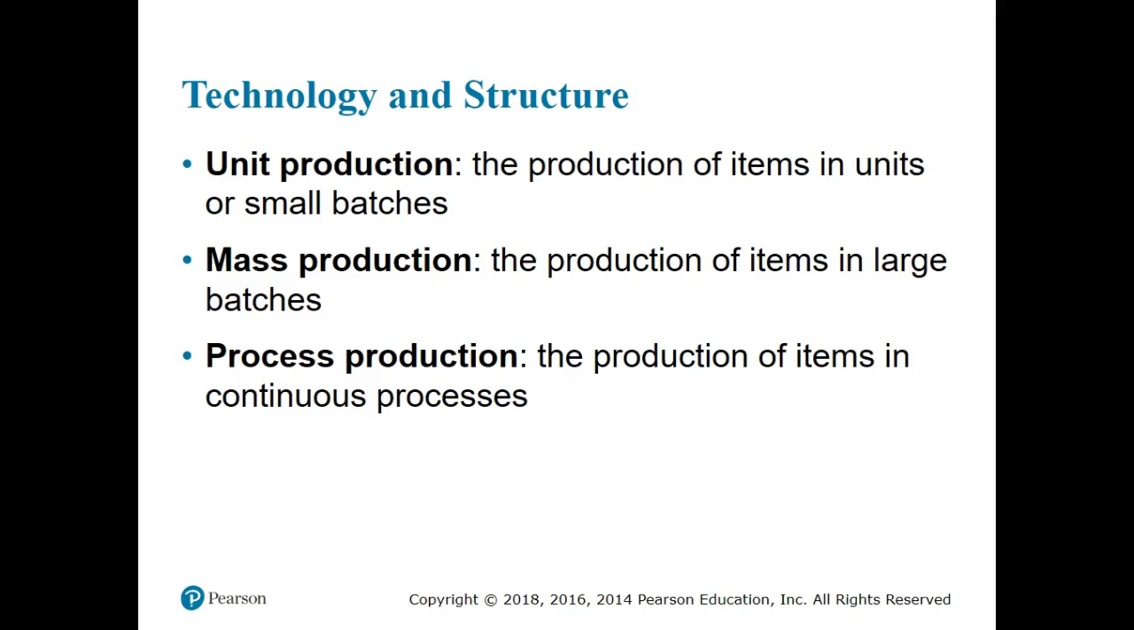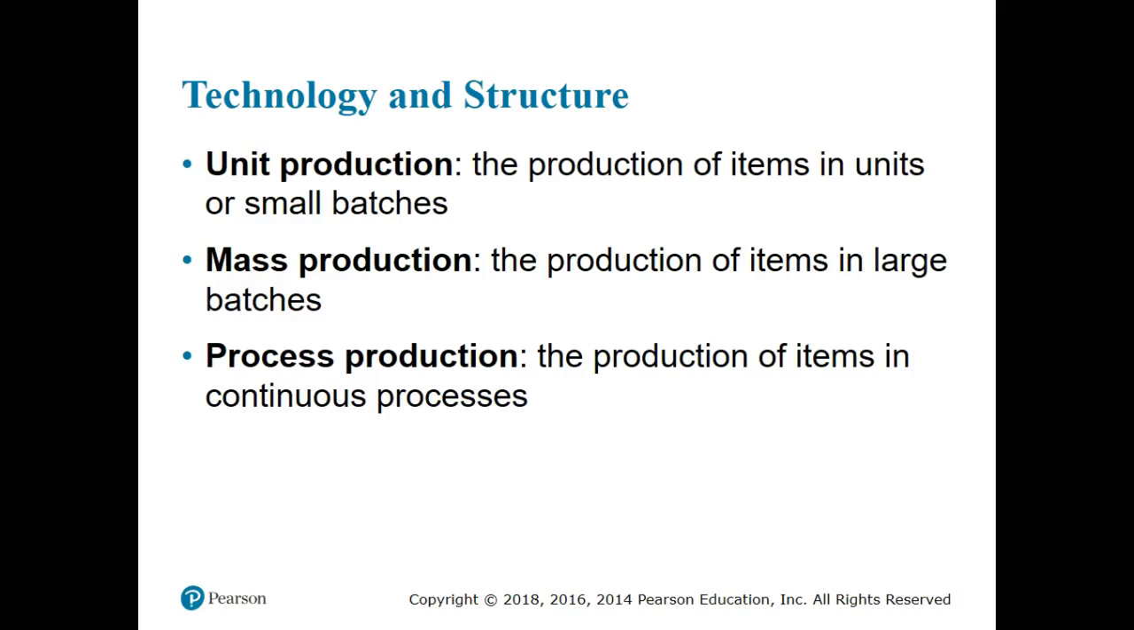So, technology and structure. Remember that unit production is the production of items in units or small batches. Mass production is the production of items in large batches. And then process production is the production of items in continuous processes. Every organization uses some form of technology to convert its inputs into outputs.